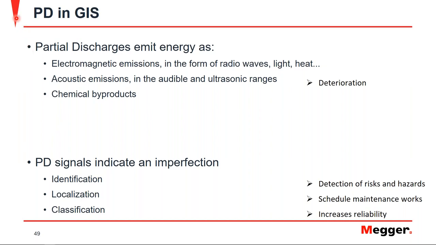But you can have partial discharge signals that indicate your imperfection, and you can identify that partial discharge. This identification or detection gives you the detection of the risks and hazards. Then from there, you can localize it, which gives you the ability to schedule maintenance works to try to rectify those issues. And even more so, you can actually classify the partial discharge activity that's taking place, which gives you the ability to rectify or fix that issue once you identify, localize, and then classify it. That overall gives you increased reliability within your GIS system.